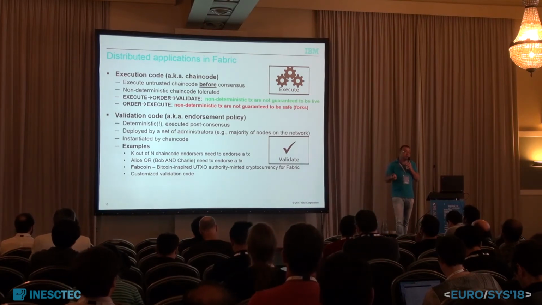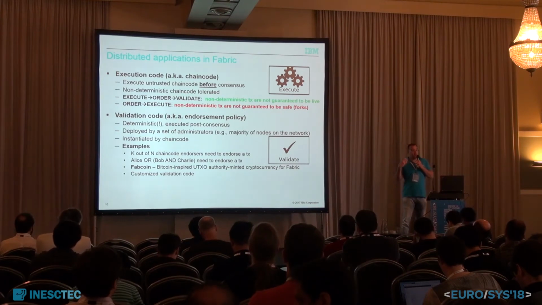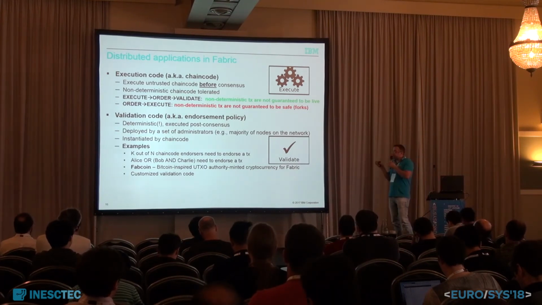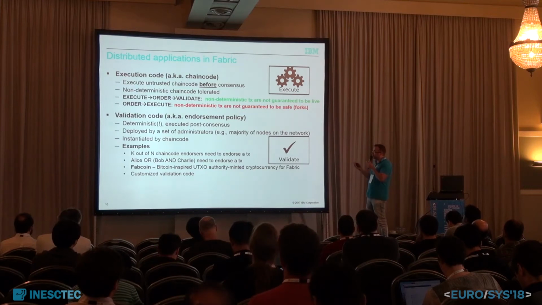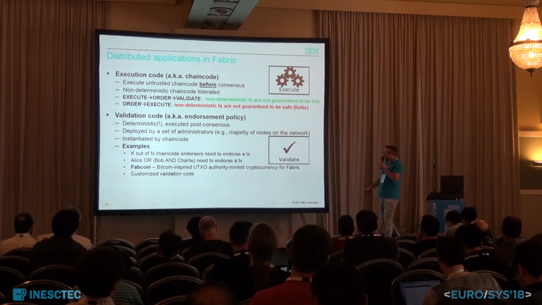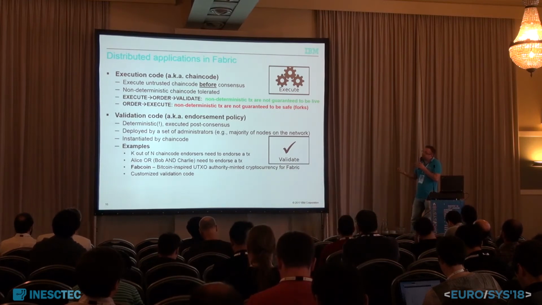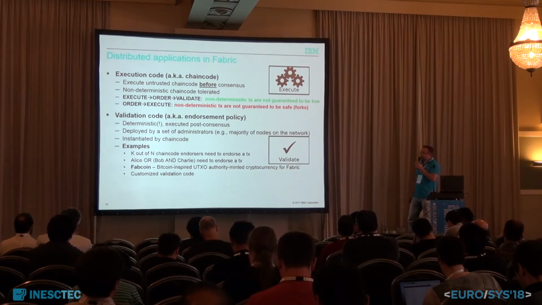So Fabcoin is a Bitcoin-inspired cryptocurrency that mimics Bitcoin in certain ways, except that it emulates a central bank emitting money, like fiat money. It doesn't give reward to the miners. And we have the details in the paper. Or you can have any customized validation code, right? It's just how you deploy this is more protected.